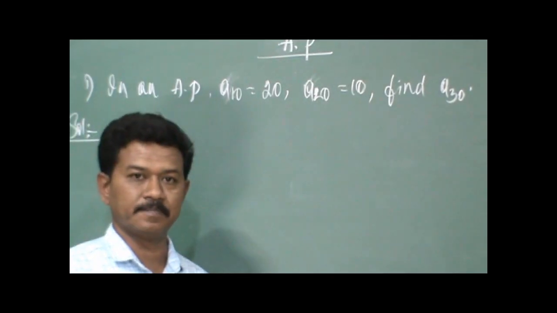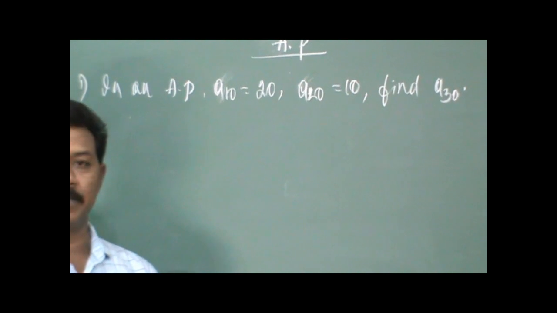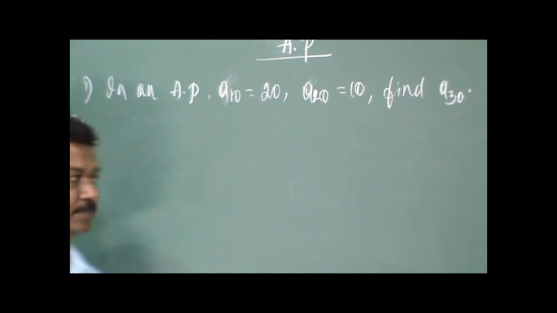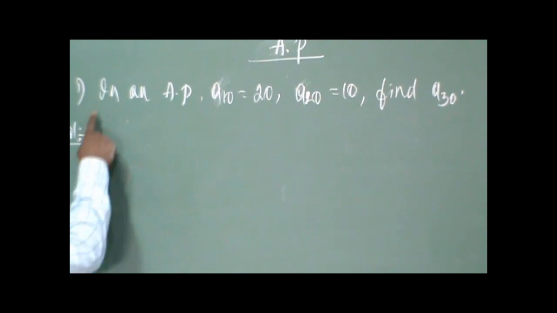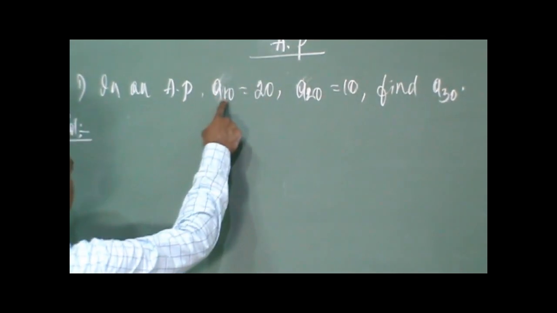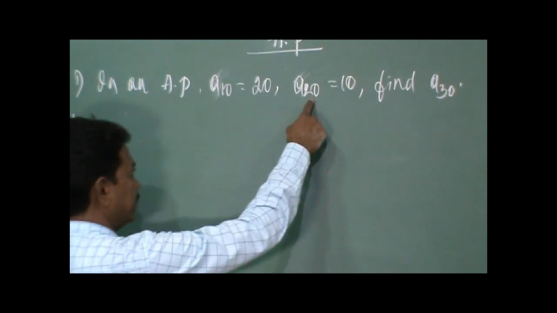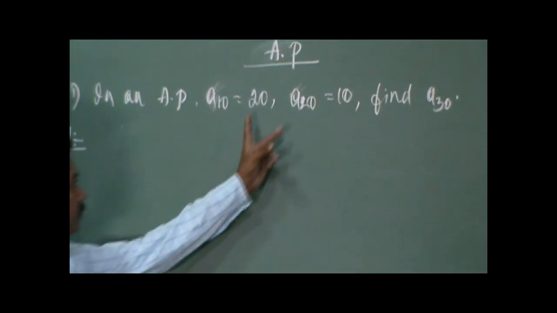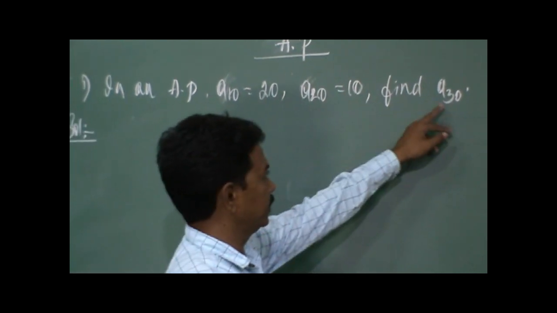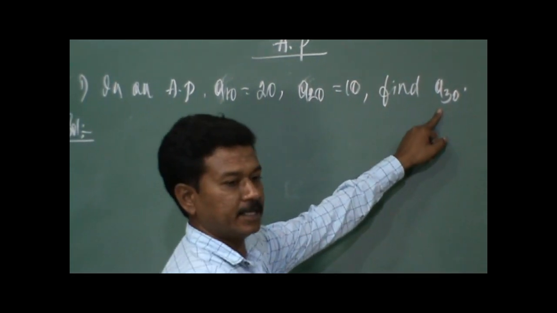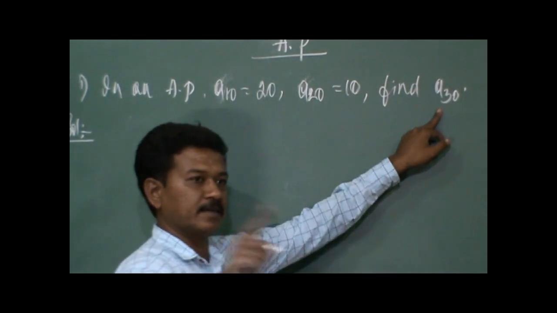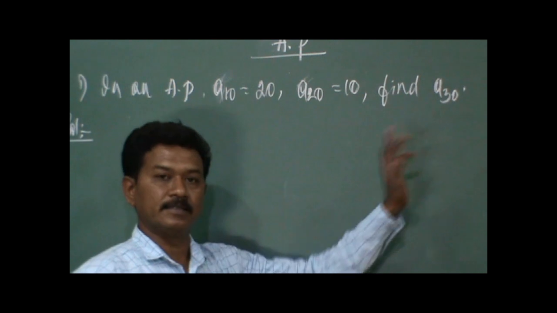So based on the formula D is equal to (AP minus AQ) by (P minus Q), we will go with a little bit advanced problem. This is the problem on the board. In an AP, A10 is 20, A20 is 10, find A30. So two different terms are given, and he is asking you to find a term of that AP. He is not asking you D, he is not asking you to find A. Directly he is asking you to find A30.